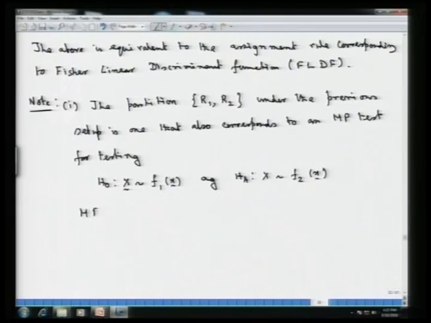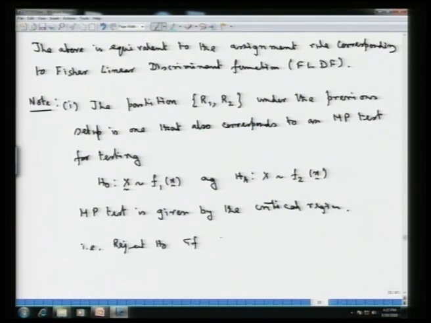So, the most powerful test is given by the critical region: reject H naught if f2(x) by f1(x) is greater than or equal to k, say, and we accept it otherwise. Now, this k is going to be such that the size condition is satisfied. What we have in our given problem is that the region R2 is f2(x) by f1(x) greater than or equal to 1.